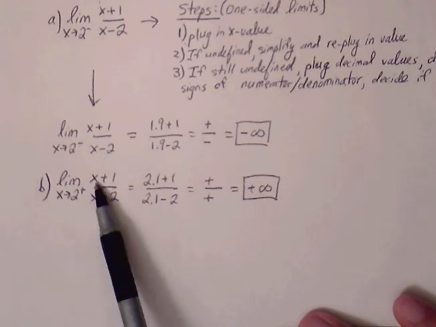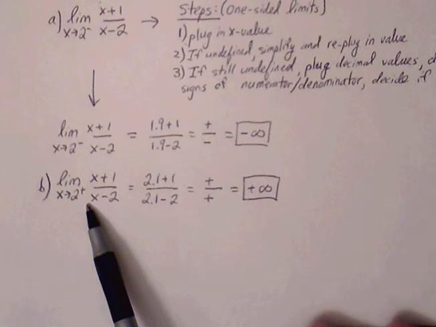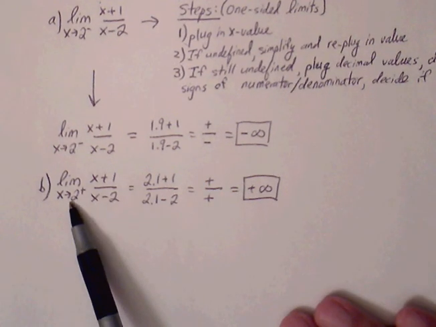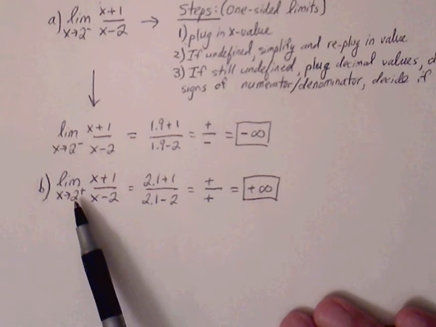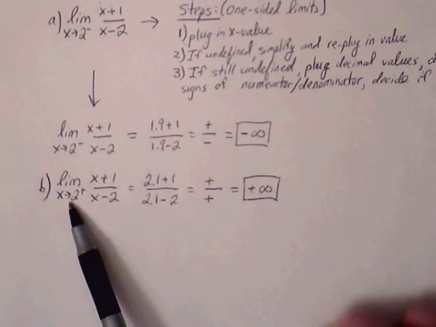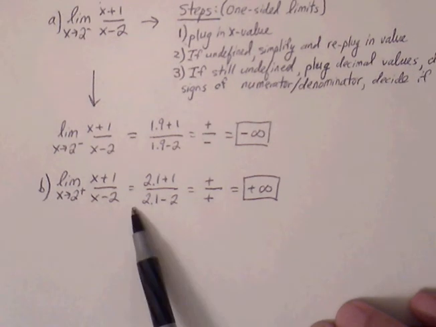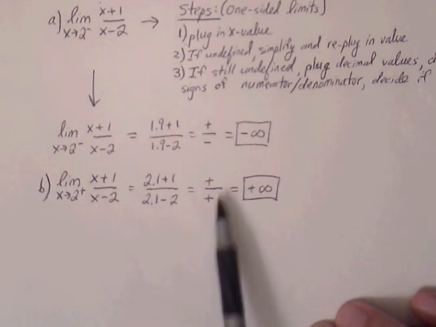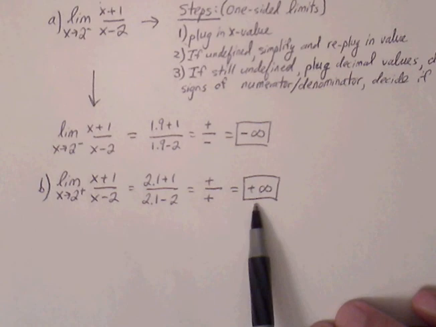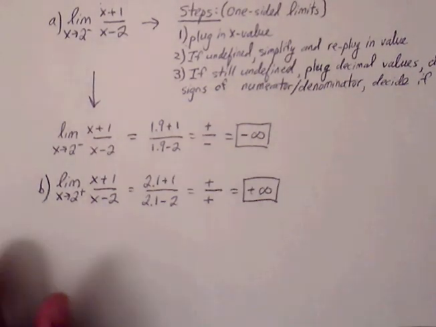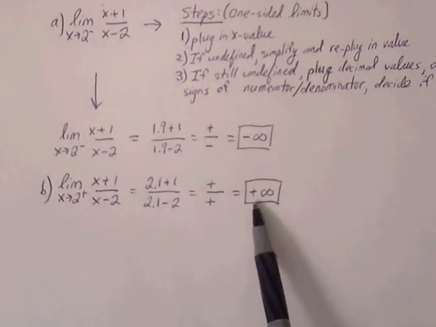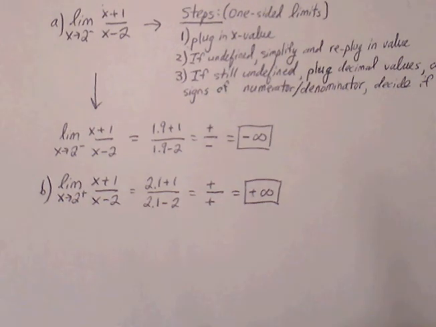So 2.1 plugs in for x, 2.1 plugs in for x. Again, we know there's a vertical asymptote here. We just want to test whether it's positive or negative. In this case, 2.1 plus 1 is a positive value, and 2.1 minus 2 is a positive value. So positive over positive gives us positive infinity. So we know the one-sided limit as x approaches 2 from the right side of 2 will be positive infinity.